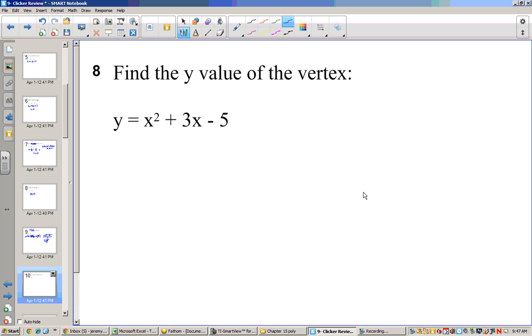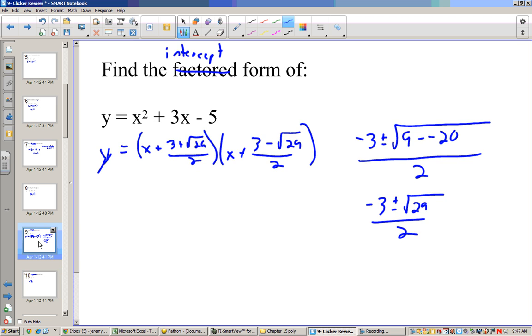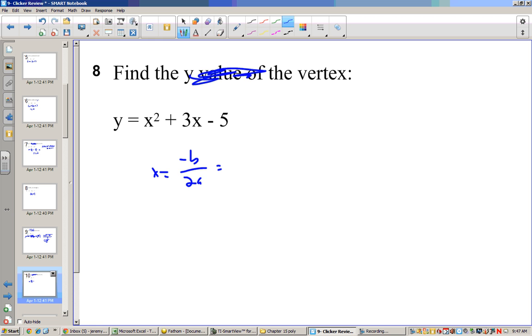All right, now find the vertex. To find the vertex, negative b over 2a is going to be, we can look at this, and this part right here is negative b over 2a. So that would be negative 3 halves.